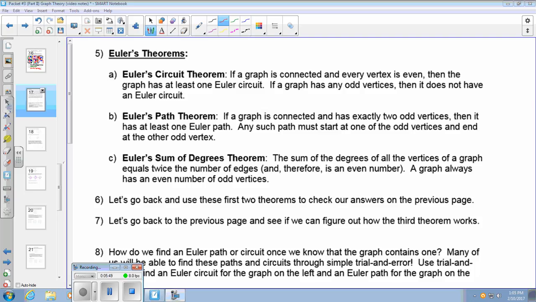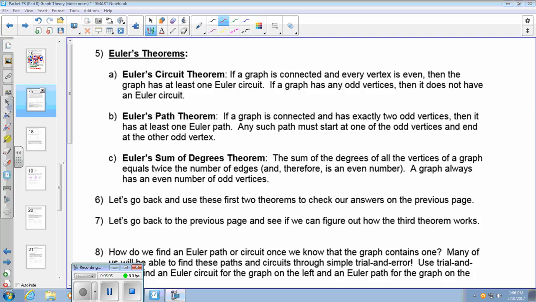Euler's path theorem. If a graph is connected and has exactly 2 odd vertices, then it has at least one Euler path. Note that any such path must start at one of the odd vertices and end at the other odd vertex. We'll go back, we'll double check that when we return to the previous page.